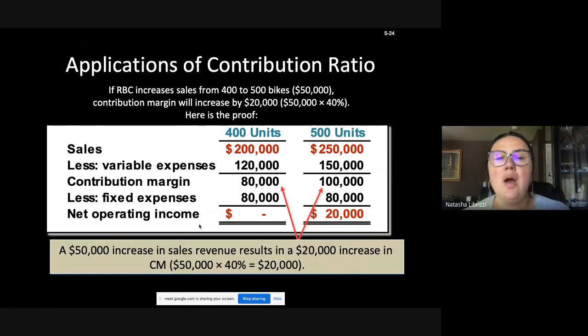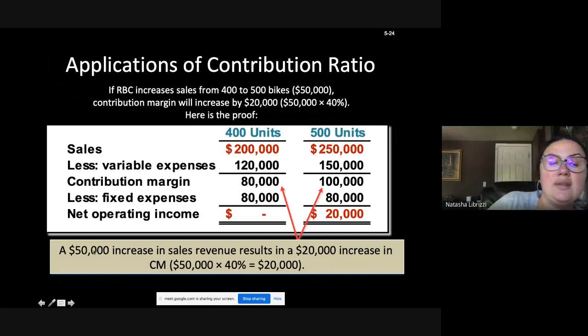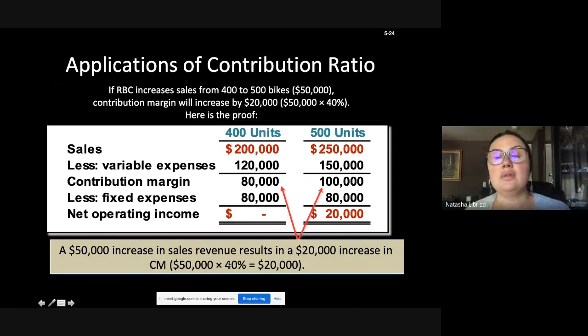All right, so how would we apply the percentages? A 50,000 increase in sales revenue would result in a 20,000 increase in contribution margin. So instead of doing this per unit, we can take the 50,000 increase, because we know it's a 50,000 increase between 200 and 250. So 250 minus 200 is 50,000 times 40% of our contribution margin will result in a $20,000 net increase. And we don't have to do the rest of the calculation.